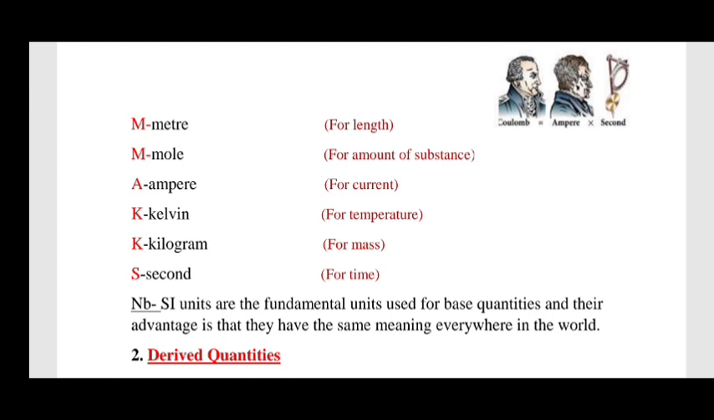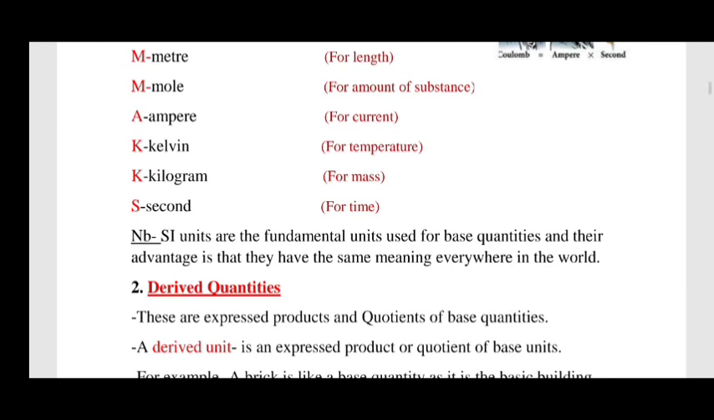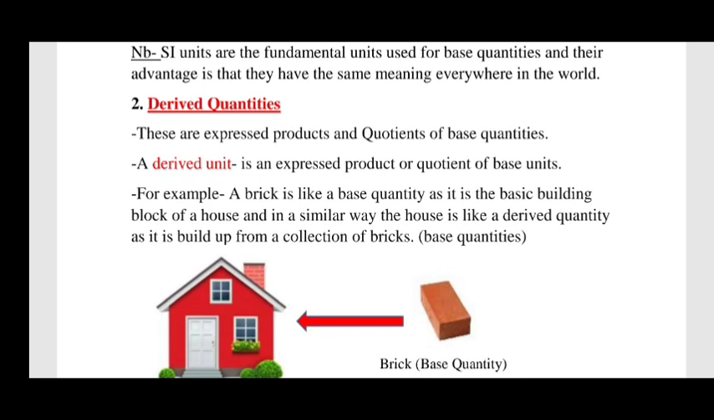So SI units are the fundamental units. The main advantage is they have the same meaning everywhere in the world. And then when we say derived quantities, we are expressing base quantities as either products or quotients, right? We can never add or subtract to get derived quantities. Why is that? For example, if you say 4 kgs plus 4 kgs, you get 8 kgs. You have not changed anything. The unit is still the same. What is only different is that the magnitude is bigger, but the unit is the same.